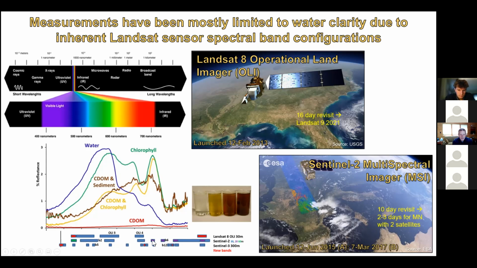And if you really want a nice band set, we have Sentinel-3. Sentinel-3 has a 300 meter resolution, whereas Sentinel-2 is 20 meters for all the useful bands, and Landsat is 30 meters. So Sentinel-3 is great for larger lakes, maybe 900 lakes in Minnesota can be assessed with that sensor. But we're more interested in all the lakes, so we've been concentrating on Sentinel-2 and Landsat for this.